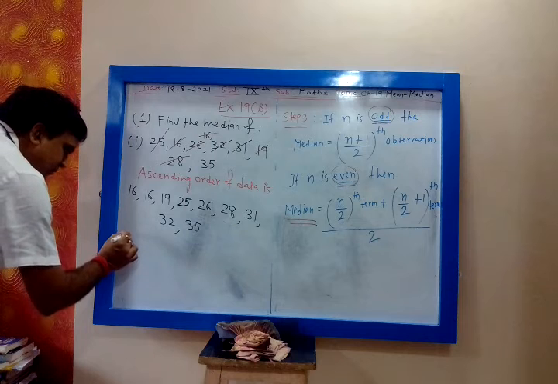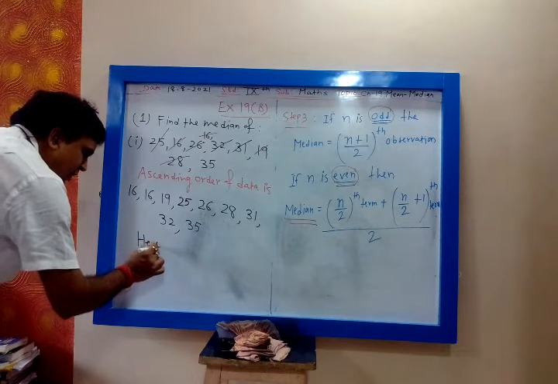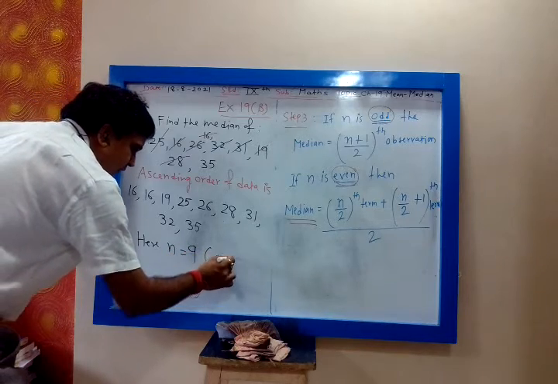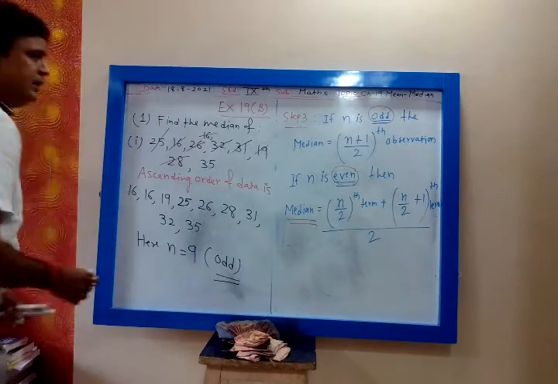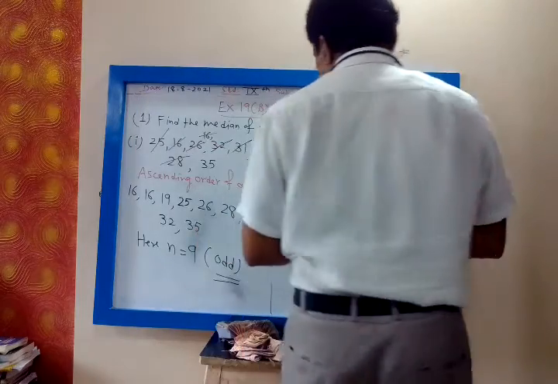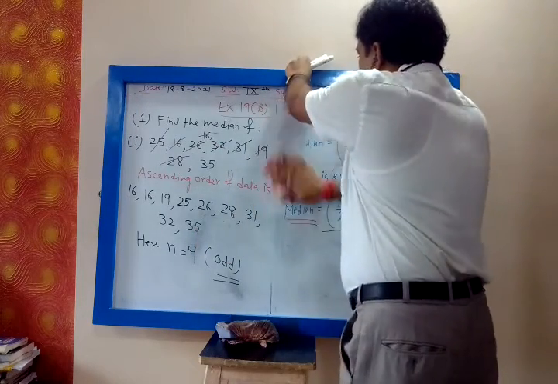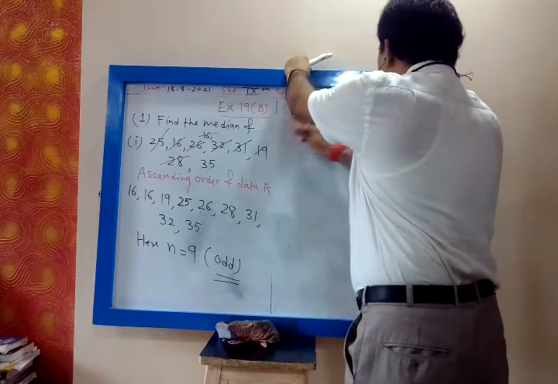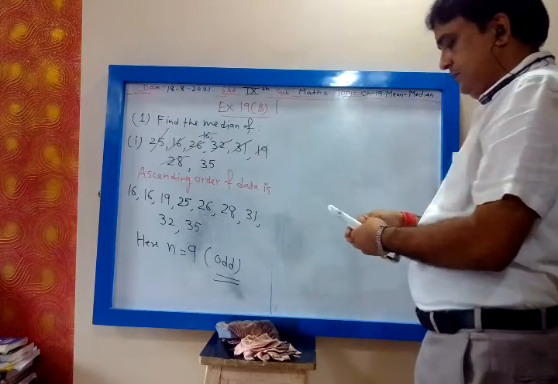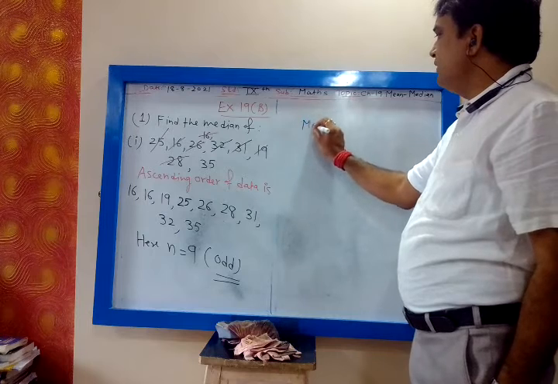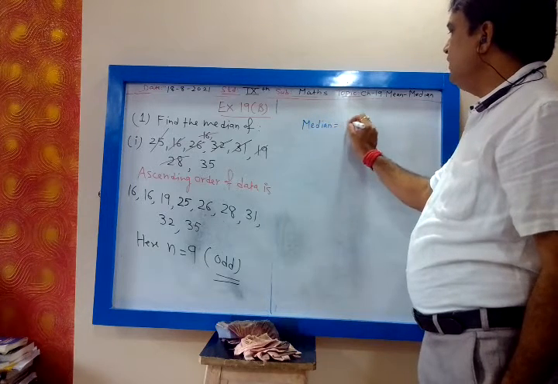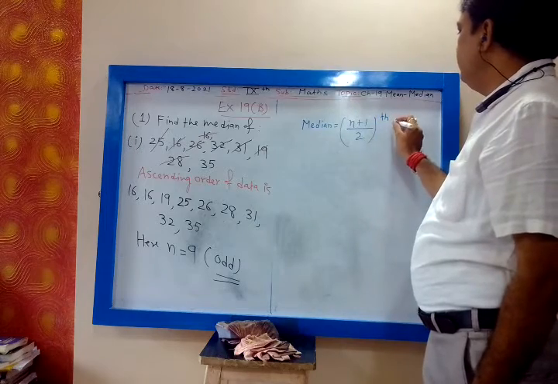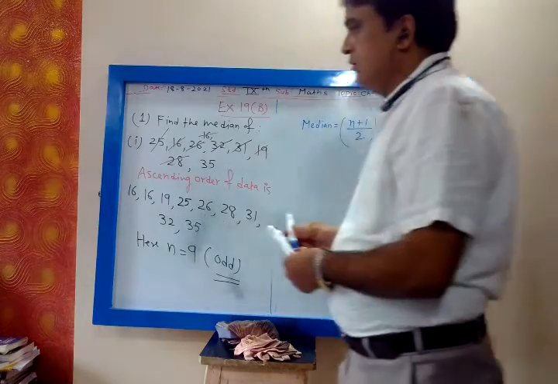Now you find the number of observations. Here n is, how many observations are given? 9. And 9 is an odd number. So median will be this formula: n plus 1 upon 2th observation. So we write median is n plus 1 upon 2th term. N plus 1 whole divided by 2th term. What is n?